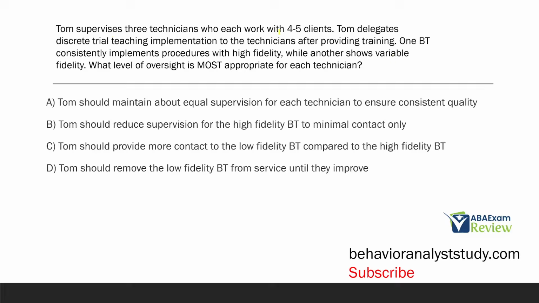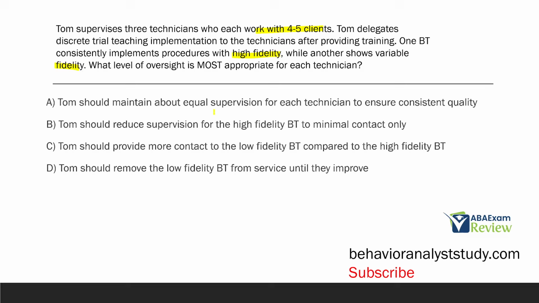So if we have technicians who are working with 4 to 5 clients, and one is showing high fidelity, which means they're implementing things correctly, and another is showing variable fidelity, which means sometimes they're good, sometimes they're not as good, what's going to be the most appropriate oversight for both of these technicians?